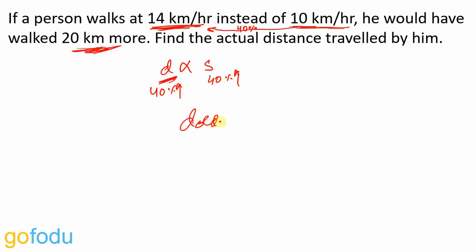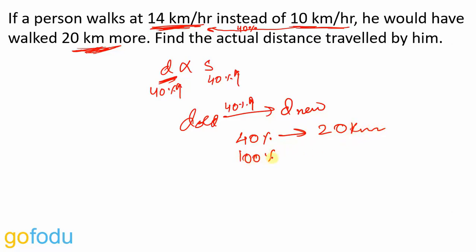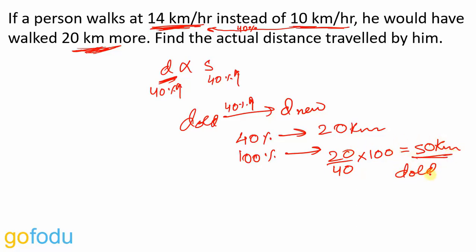So from d old to d new there is an increase of 40%. And this increment is equal to 20 kilometers, as he walked 20 kilometers more. So 40% corresponds to 20 kilometers. What will 100% correspond to? That will be 20 upon 40 into 100, which is equal to 50 kilometers. This is the actual distance d old.